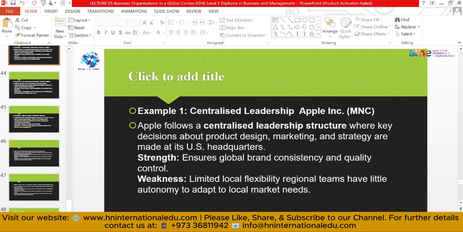Centralized leadership, Apple organization. One is from multinational, two, I think, from multinational, one from SME. Apple follows a centralized leadership structure where the key decisions about the product design, marketing, and strategy are made in the US headquarters. This is actually the complete summary of your assessment criteria 3.3. Strength: it ensures global brand consistency and quality control.